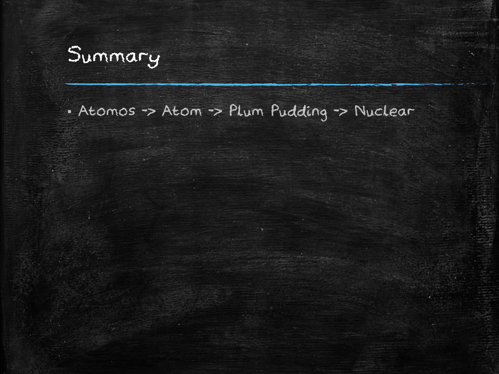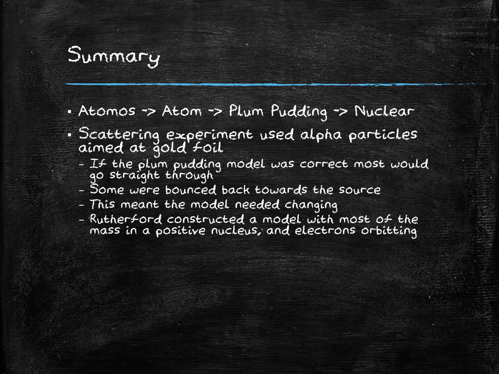In summary, we went from Atomos with Democritus to the atom with John Dalton to the plum-pudding model after the discovery of the electron by J.J. Thomson, and then from that to the nuclear model thanks to Rutherford's experiment, Niels Bohr and James Chadwick. The scattering experiment that was used by Rutherford to develop the nuclear model aimed alpha particles at gold foil. If the plum-pudding model had been right, the alpha particles would have gone straight through or been deflected very little, but that didn't happen. Some were bounced back towards the source. Scientific method tells us that they needed to change the model.